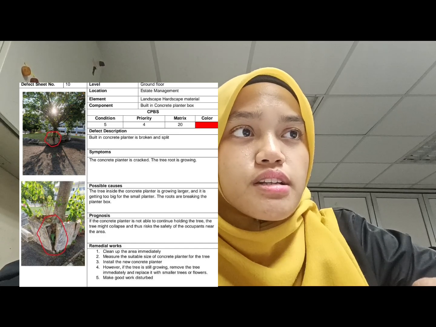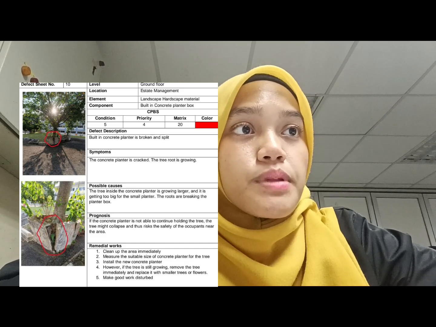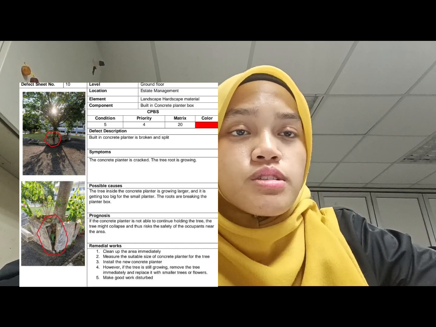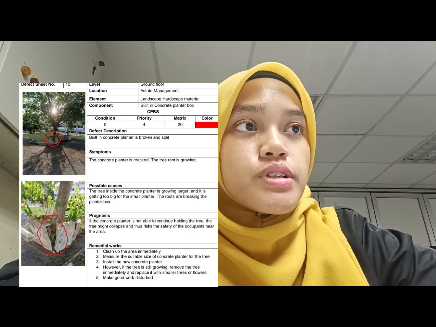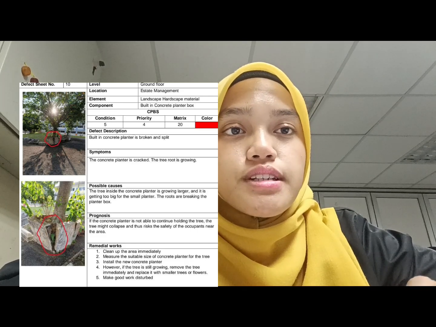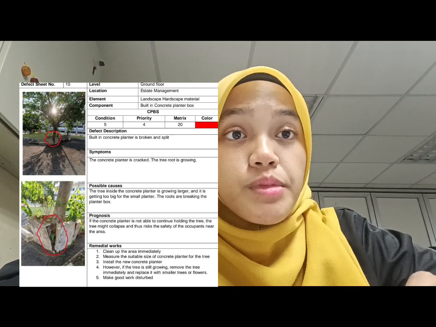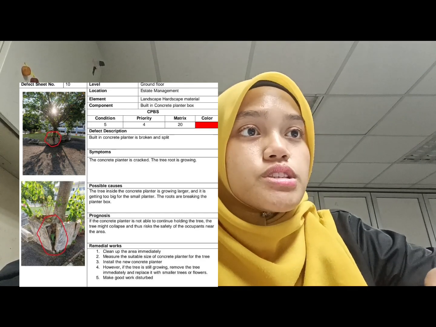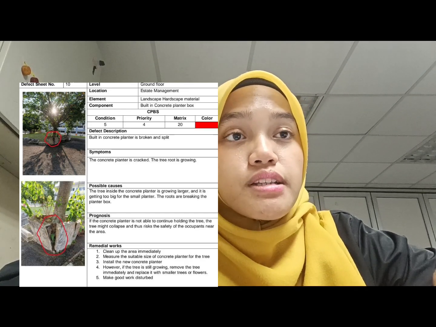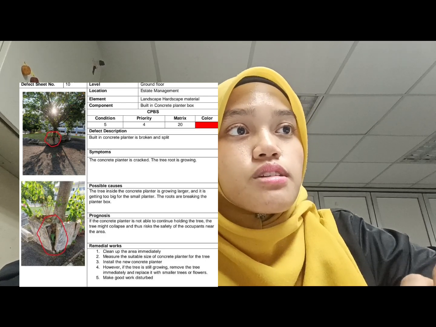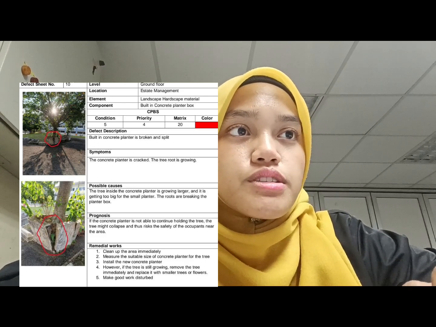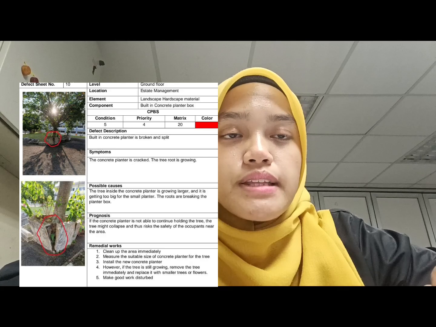the small planter. And for the prognosis, if the concrete planter is not able to continue holding the tree, the tree might collapse and thus risk the safety of the occupants near the area. And for the remedial works, there are five steps, which is clean up the area immediately, measure the suitable size of concrete planter for the tree, install the new concrete planter.